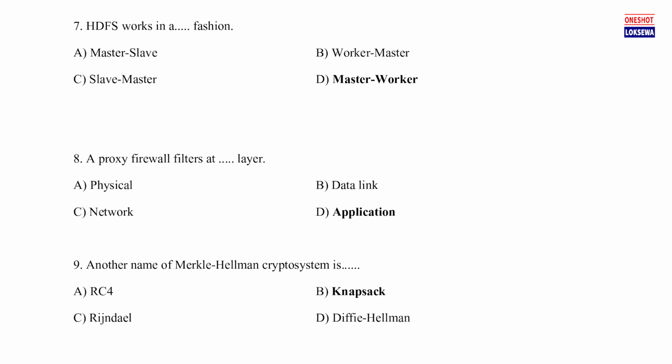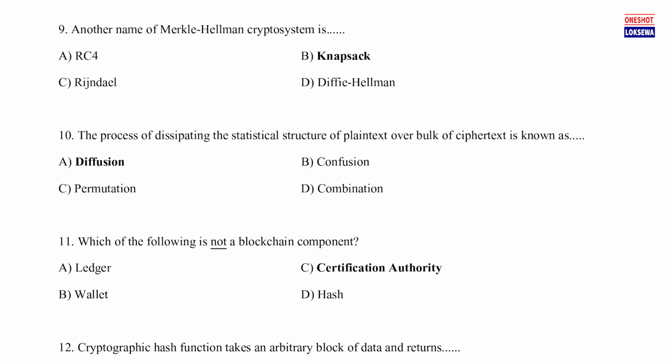8. A proxy firewall filters at layer. A. Physical. B. Data link. C. Network. D. Application. 9. Another name of Merkle-Hellman crypto system is A. RC4. B. Knapsack. C. Rijndael. D. Diffie-Hellman. 10. The process of dissipating the statistical structure of plaintext over bulk of ciphertext is known as A.